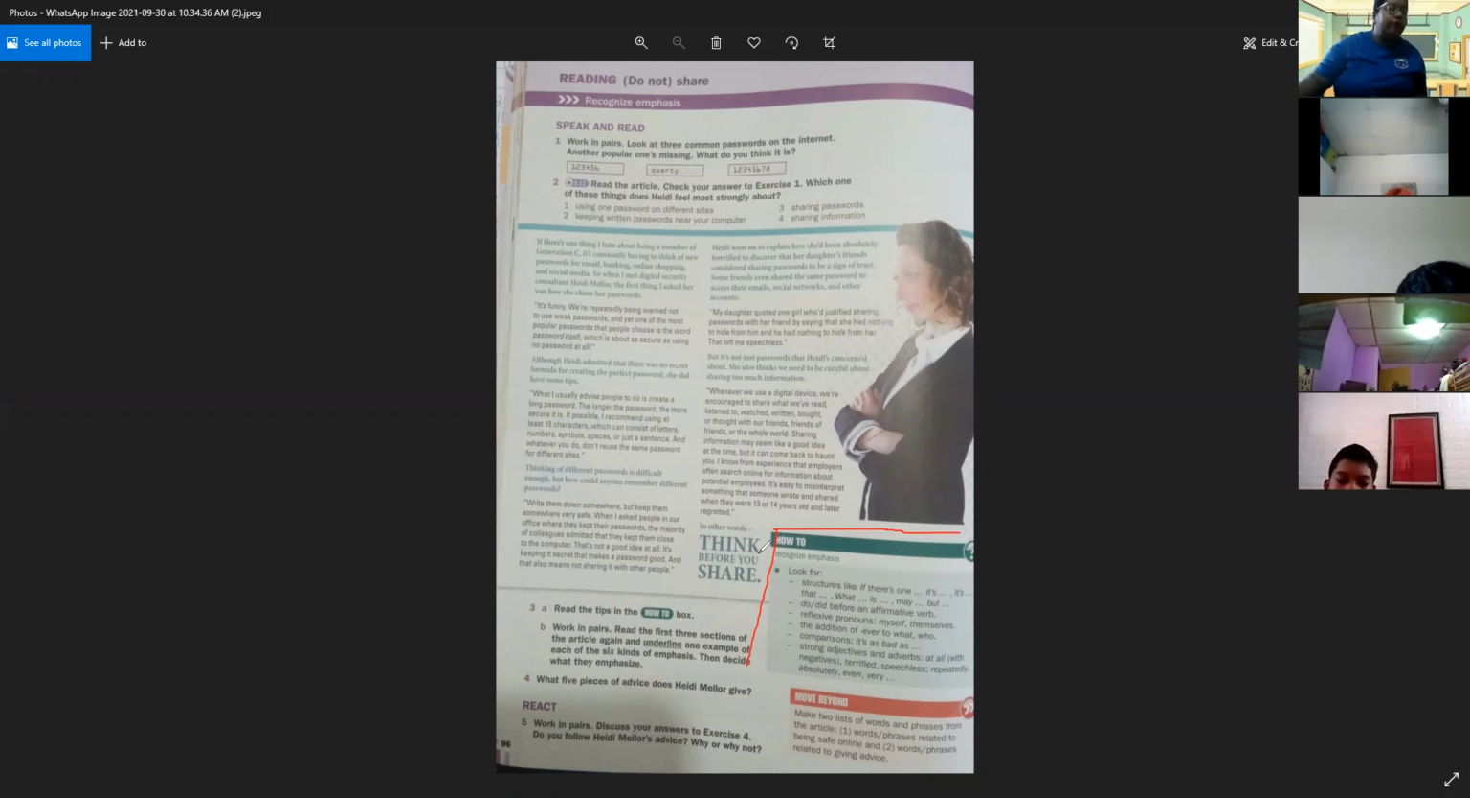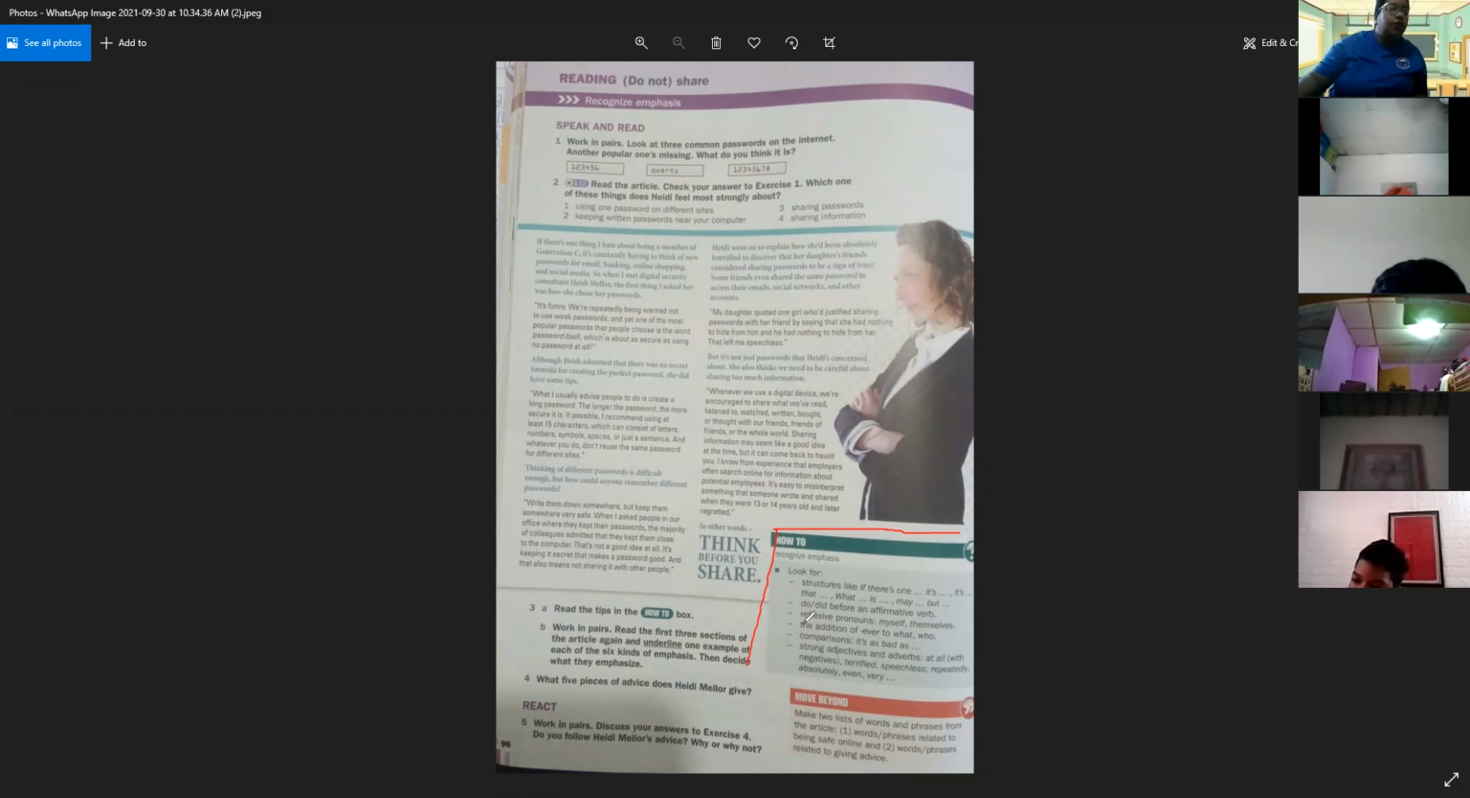emphasis. For example, look for a structure like it's that, what, is, may, and but. Do this before an affirmative verb, reflexive pronoun, for example, myself and themselves. The addition of ever to what or who. Comparisons, for example, is as bad as. Strong adjectives and adverbs, at all with negatives, terrified, speechless, absolutely, even, and very.